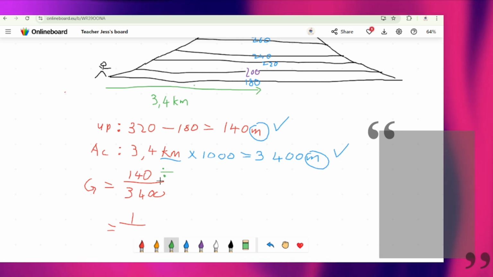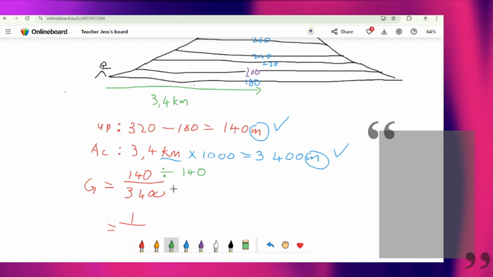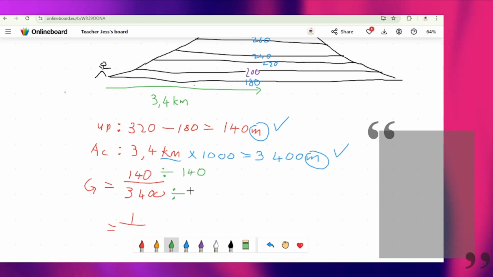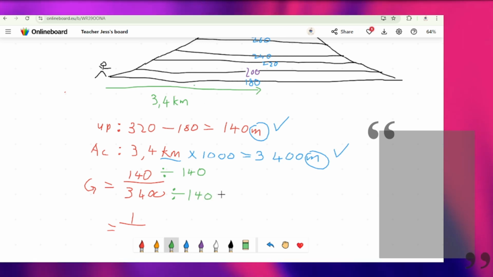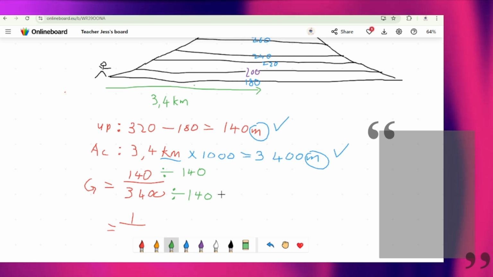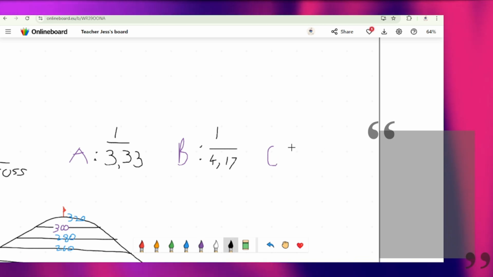And to get that, we need to divide the top by 140 by itself, which means we need to divide the bottom by 140 as well. Let me do calculator things. Okay, I've got 24.2, I'm rounding up to 29. Okay, are we happy? So question C.